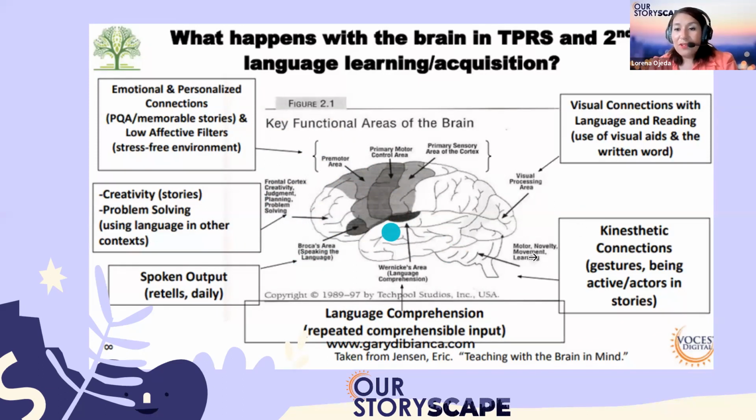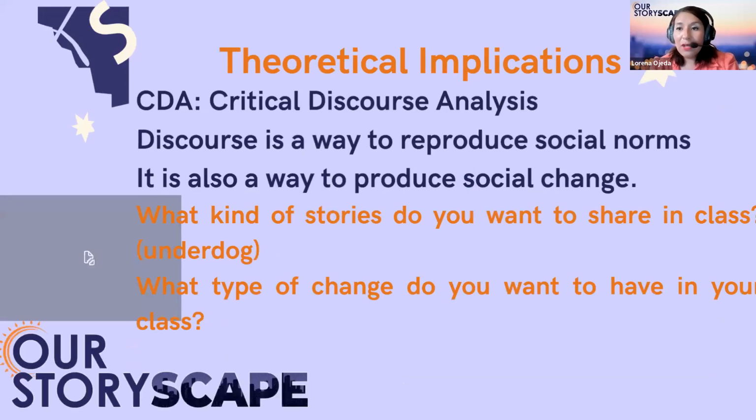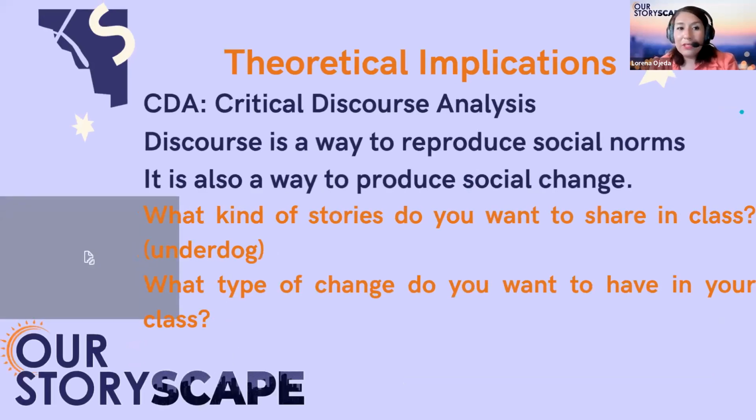When they have to do these kinesthetic skills that we did today, these kinesthetic activities, they develop the motor novelty and learning movement area of our brain. When we present different visuals, they will be activating the processing area. So what are the theoretical implications that I also wanted to discuss in our meeting today?